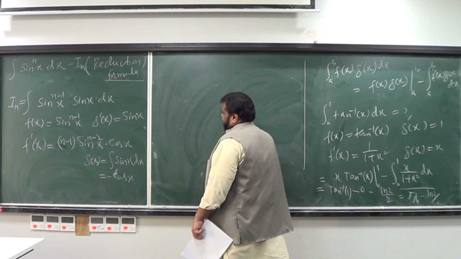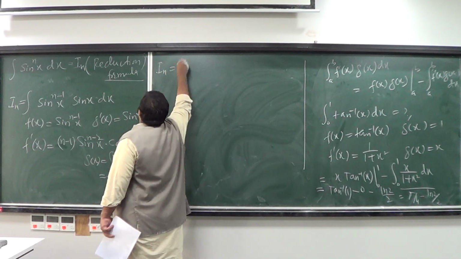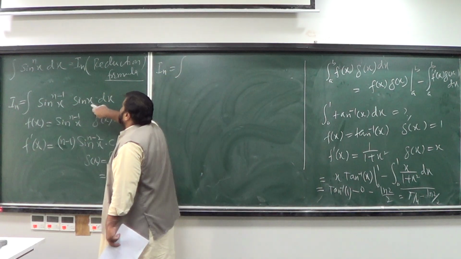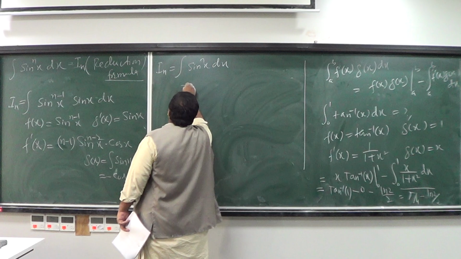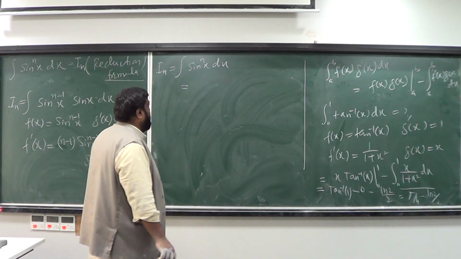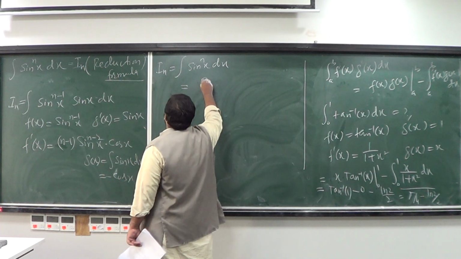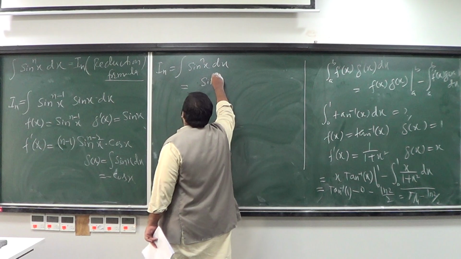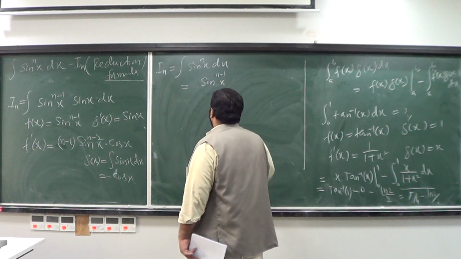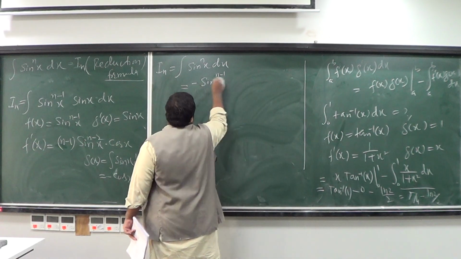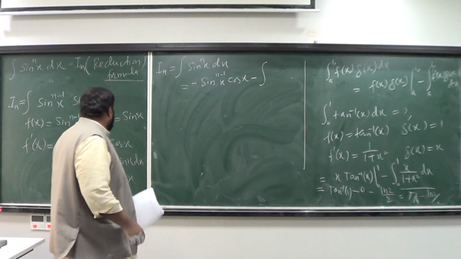So what should I do? Let's substitute the values. So I_n is f of x multiplied by g prime of x, in other words, sine to the power n of x dx, equal to f of x times g of x, in other words, sine^(n-1) x times g of x, which is negative cos x, so it's going to be negative cosine x minus what you're going to get here.